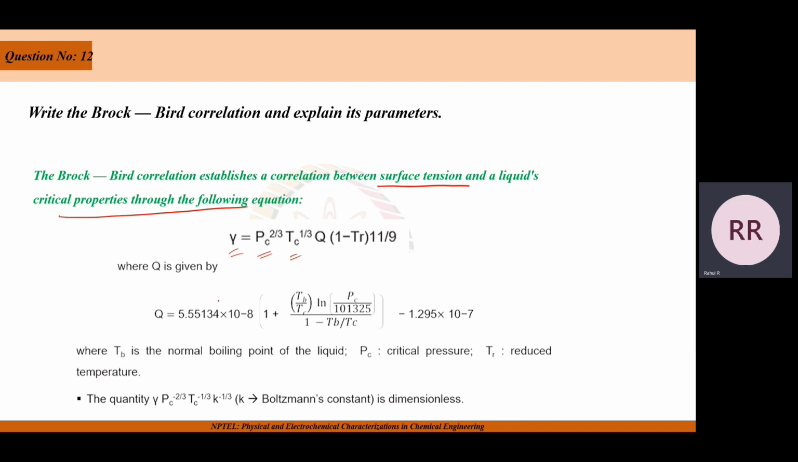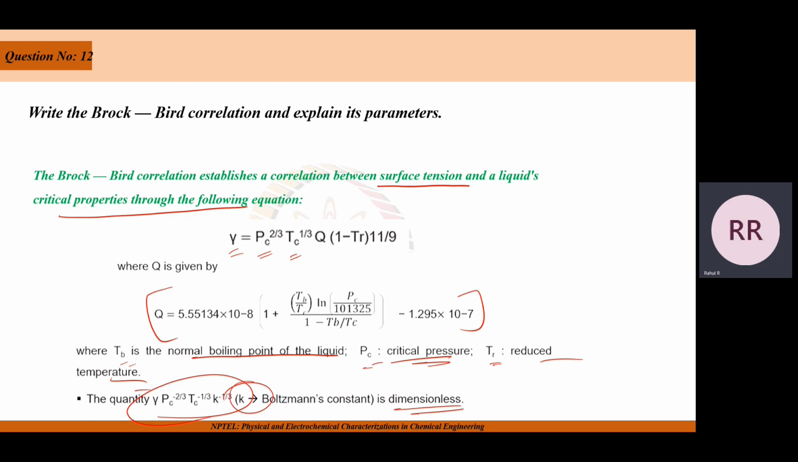Here Q is given by another formula, which is this. Here Tb is the normal boiling point of the liquid, Pc is the critical pressure, and Tr is the reduced temperature. The quantity is a dimensionless quantity, and k is the Boltzmann constant. So this is the Brock-Bird correlation.